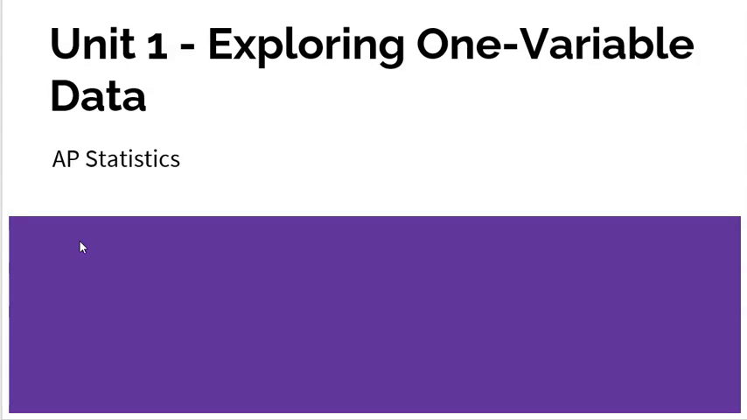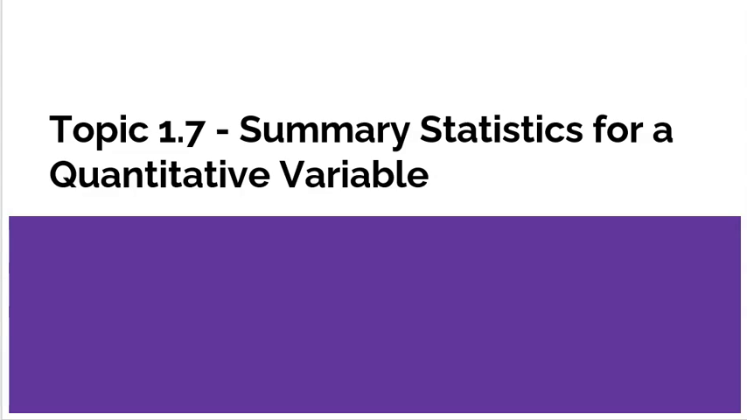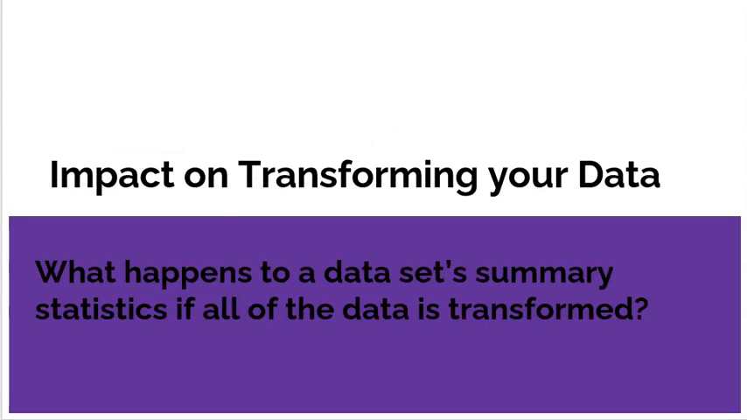We are back in Unit 1, exploring one variable data. We are in the third part of 1.7, summary statistics for a quantitative variable. This part's definitely shorter than the others, but super important. Here we're going to talk about the impact of transforming your data.